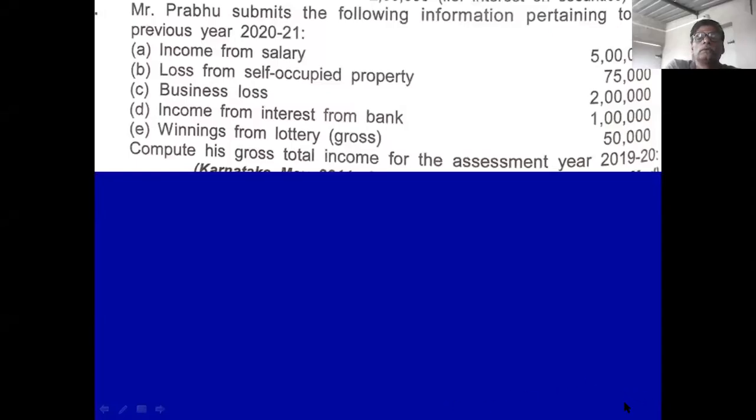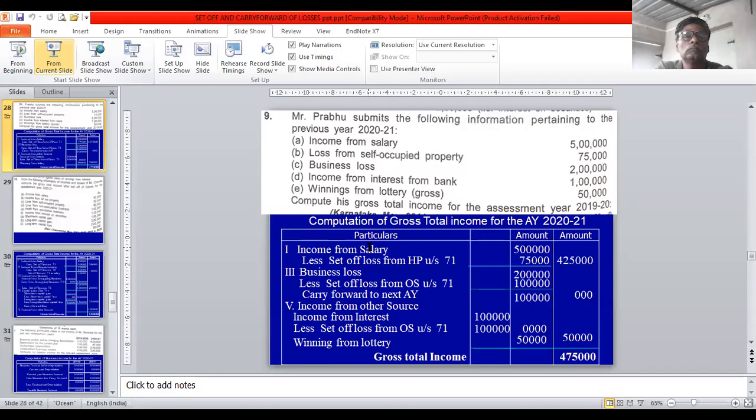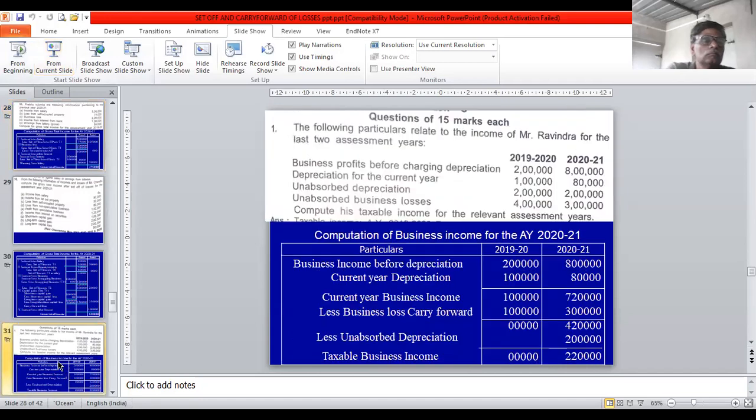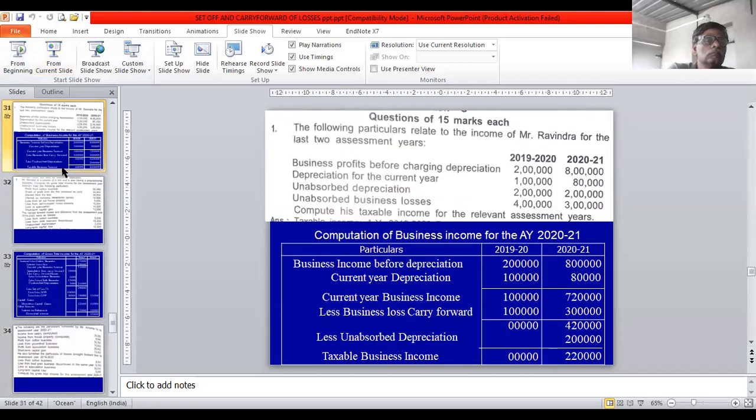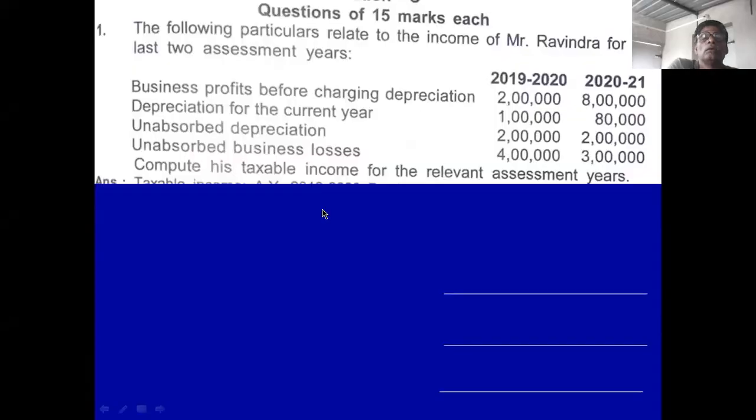Okay, you see the first problem based on fifteen marks questions. The following is the particulars. I already explained this problem. So you have to adjust the loss according to the sequence wise.